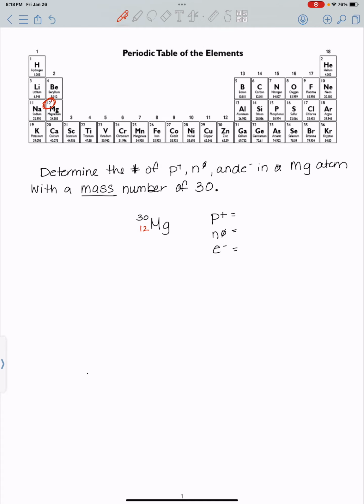So we had to find the atomic number by looking at the periodic table, and we found the number of protons is 12. It's electrically neutral because we don't have a charge right there, so our number of electrons is 12 as well. We just have to find out the number of neutrons, and we do that by taking 30 minus 12, which is equal to 18. So our number of neutrons is 18. If we were to take these together, it would equal 30, which is our mass number.